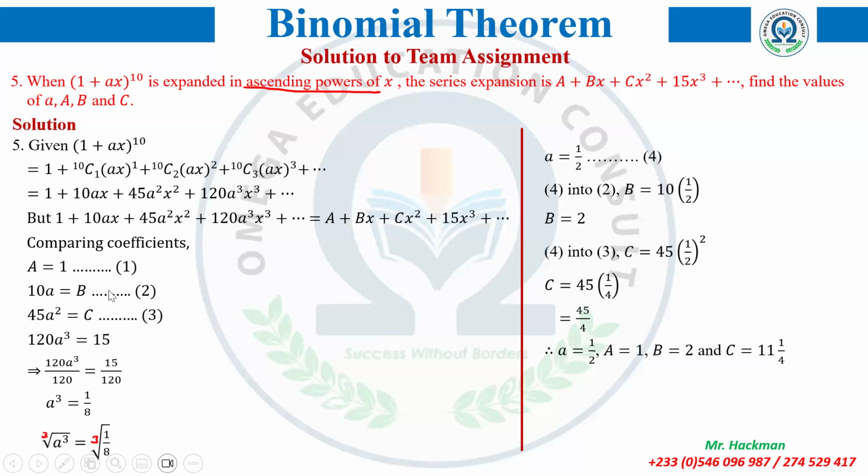Now it means you know the actual values of your capital A and your small a. So you are left with what? Capital B and capital C. Now because capital B depends on A, if you want to find B, you have to substitute the small a value into what? The equation 2. So your small a value is what you have.